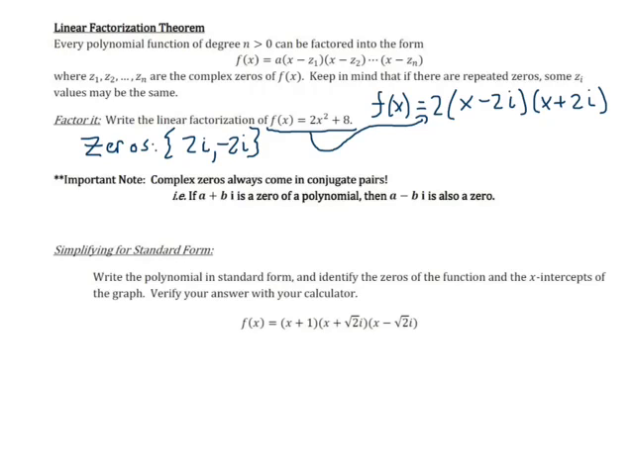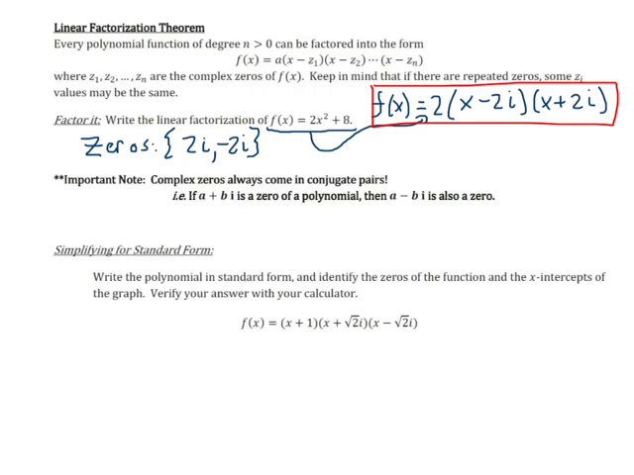Okay, so that would be x minus our first zero, positive 2i, that went right here. And then x minus negative 2i gives us this. All right, and so that's our linear factorization. Now, let's double check this. There's really our answer. Let's check this by multiplying this out.